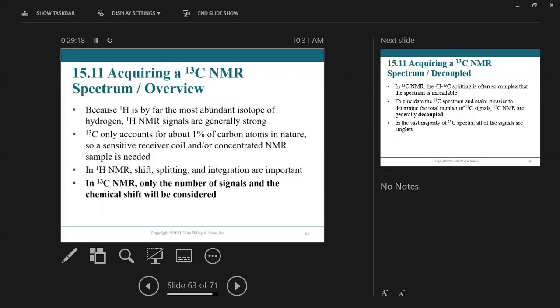It says the proton, hydrogen-1, is by far the most abundant isotope of hydrogen. Carbon-13 only accounts for about 1.1% of carbon atoms in nature. So a sensitive receiver coil and/or concentrated NMR sample is needed. You have to have a more concentrated sample, is what they're saying, for carbon-13 NMR.